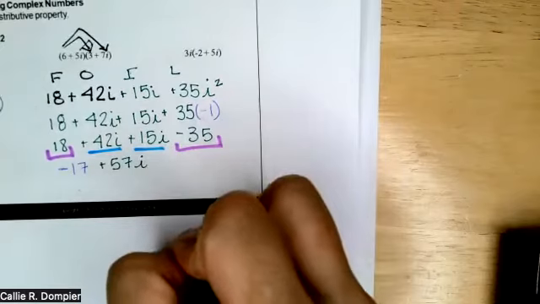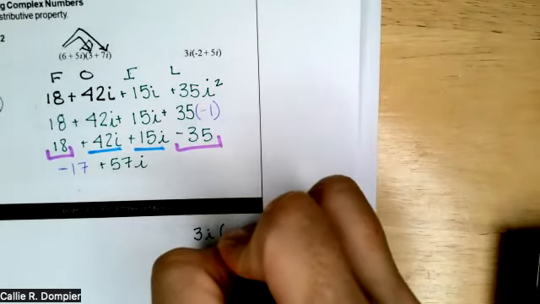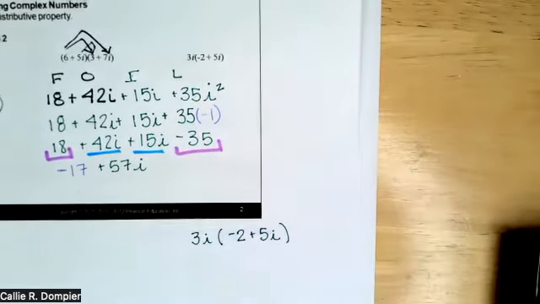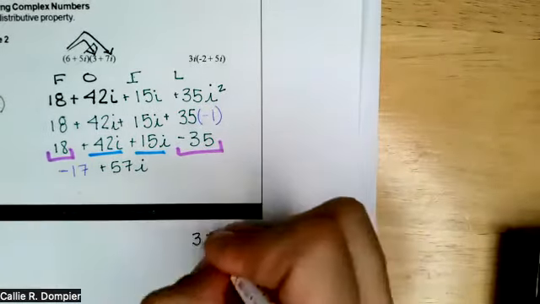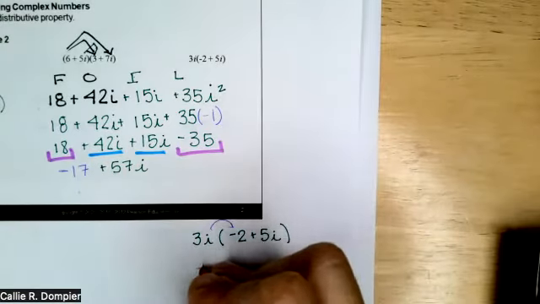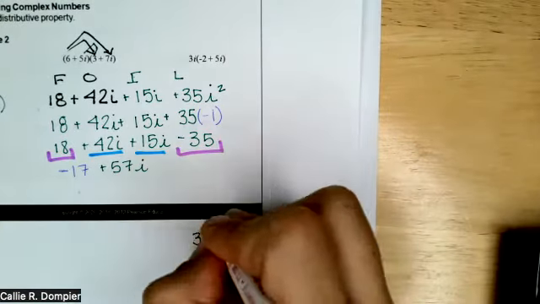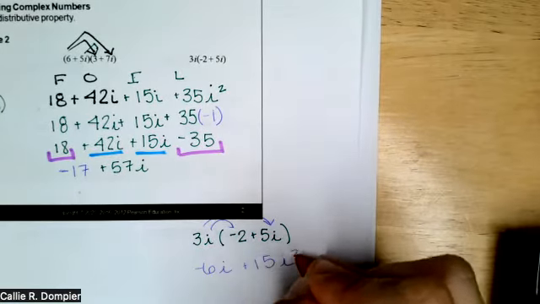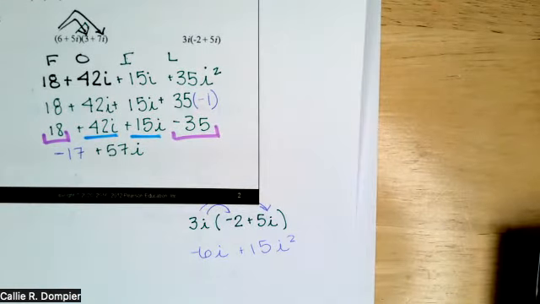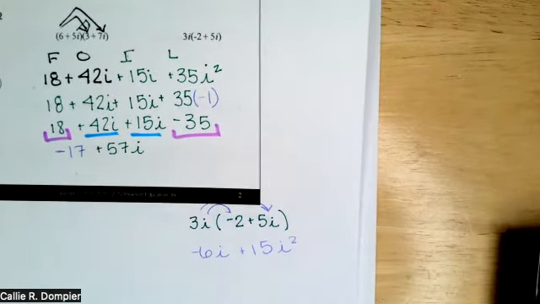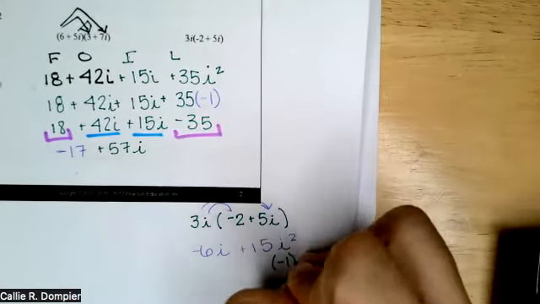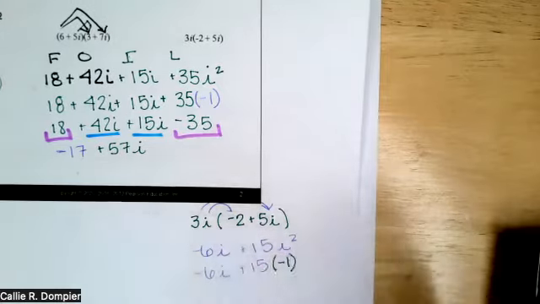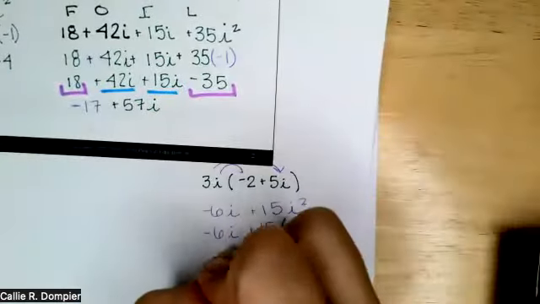The last one, we are taking 3i and we are distributing it to a -2 plus 5i. 3 times -2 is just -6i. 3 times 5, positive 15. i times i is i squared. Good. i squared, again, you replace with a -1. Everything else stays the same. -6i plus 15 times -1 obviously becomes -15.